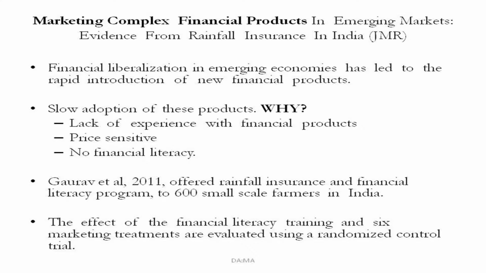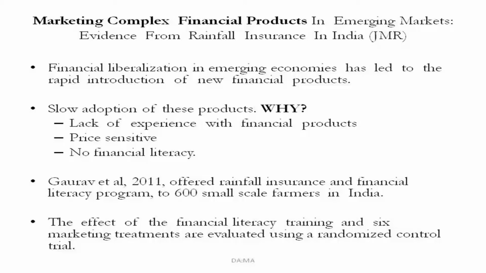So, let us take the example of this particular paper, Marketing Complex Financial Products in Emerging Markets: Evidence from Rainfall Insurance in India. In this paper, the authors' main objective is to look at the effect of a financial literacy program on insurance take up. Now, the idea is that with financial liberalization in emerging economies, we have had an influx of a lot of financial products, but what you see generally is that there is a slow adoption of these products.